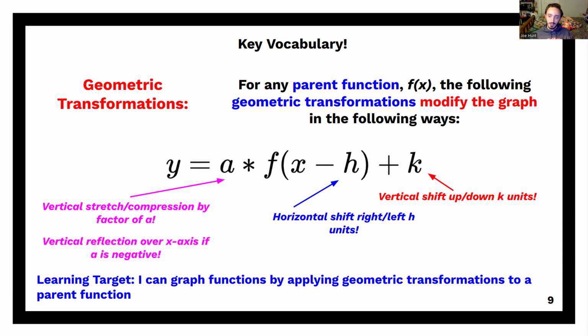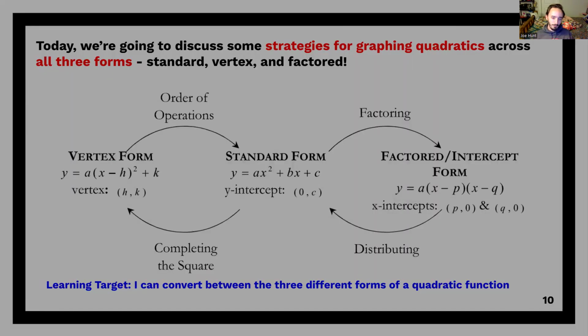So the good news is that if you're comfortable with how these different parameters are going to affect the graph, and you know the pattern for the parent function, the process for graphing these is almost always the same. We just got to read off the transformations and work from there.